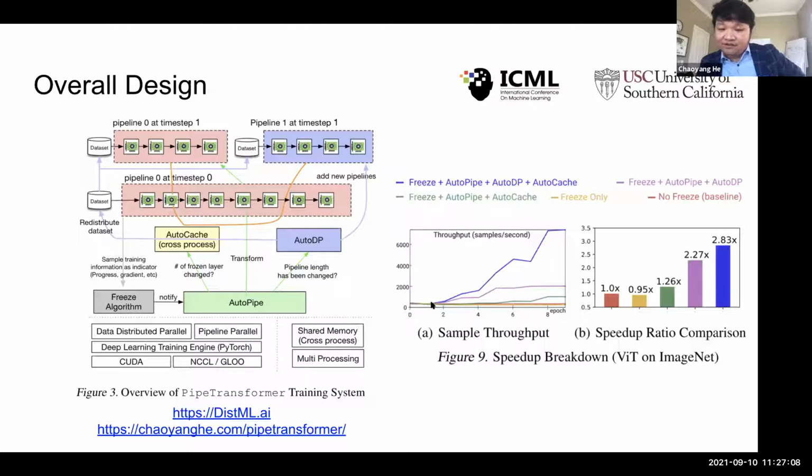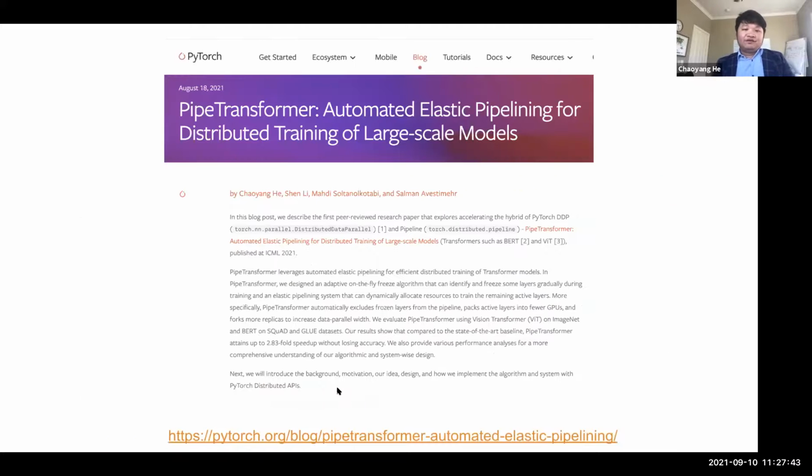As you can see, the system is totally dynamic, meaning that the throughput, the samples per second the system can take, is a dynamic curve. It's not a straight line as in a normal system. As time goes on, the throughput begins to increase. Finally, it can accelerate training around 2 or 3 times, depending on the model size and the communication bandwidth you have in the system. So this is the overall system design and the benefit we have. We already released this as a blog on the PyTorch official website. You can find further details there.